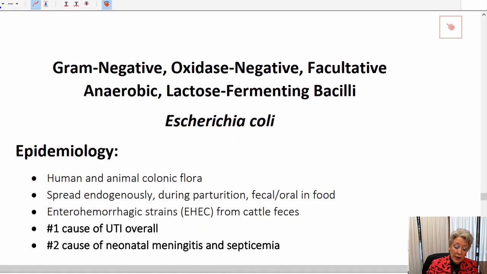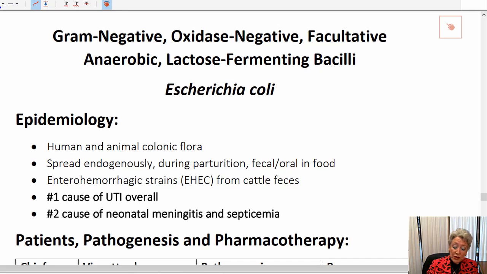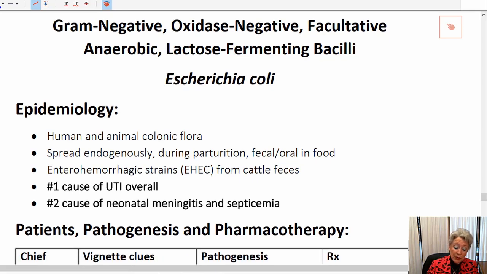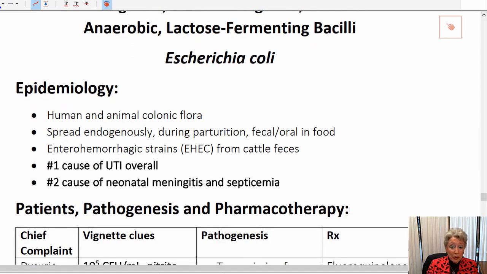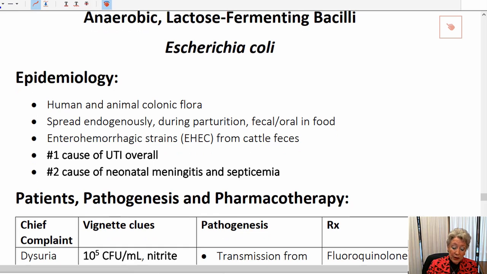All right. Now, starting out with Escherichia, which is a very important member of the group, remember that this one is virtually everywhere, human and animal colonic flora, so you can give it to yourself. It can be passed from mother to child during delivery. It can be fecal-oral contamination of food. Our most common outbreaks come from the enterohemorrhagic strains, or EHECs, and they come from cattle feces.